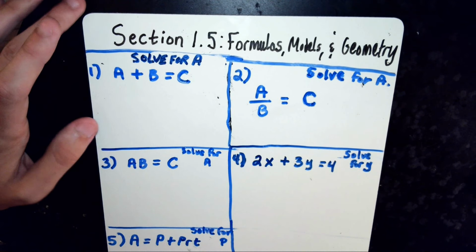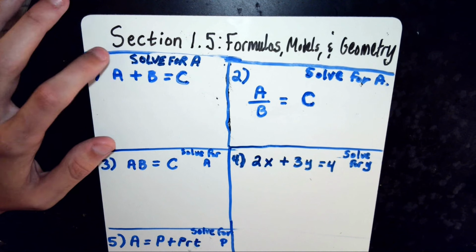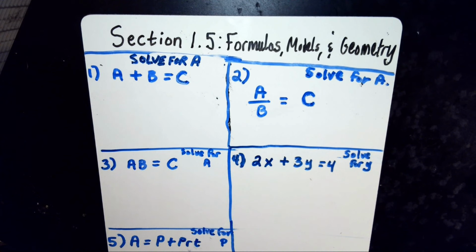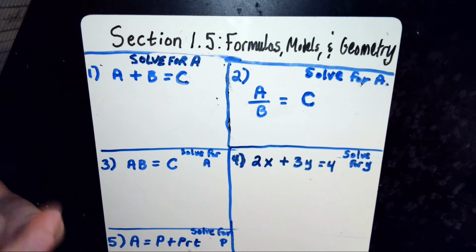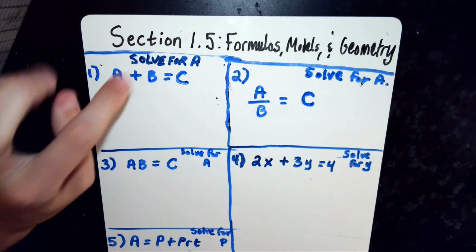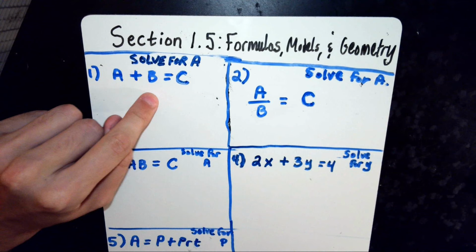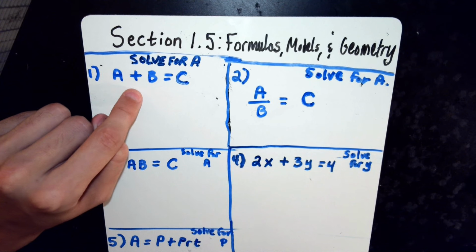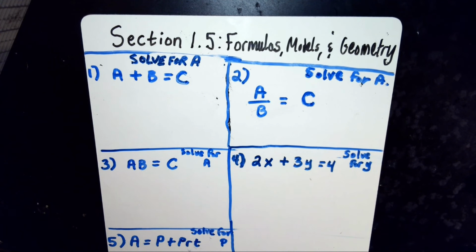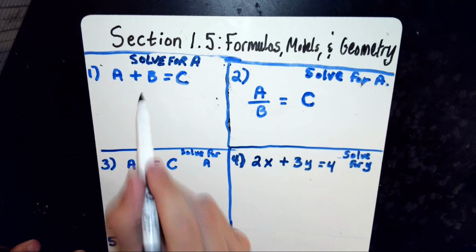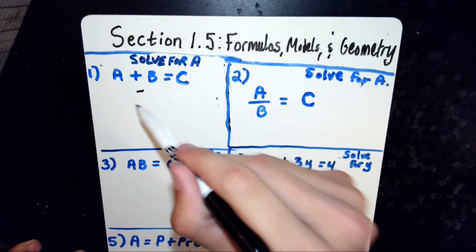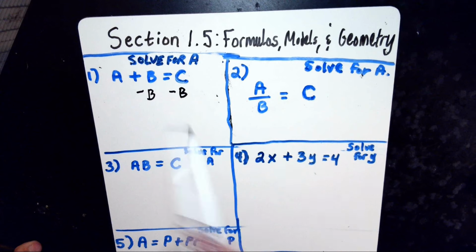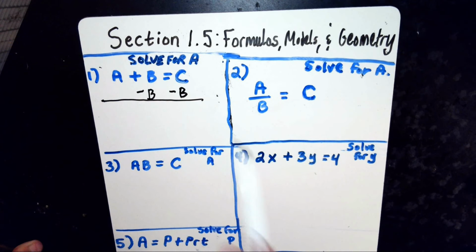So let's look at number one. Number one, we want to solve for a. We want to get a by itself. So the way that we want to think about this in general is we always want to undo whatever is being done. So this is a plus b equals c. So addition is the operation that we need to undo. So we have to think in our heads, what's the opposite of addition? And that would be subtraction. So this would be minus b. We have to subtract b from both sides to get a by itself.